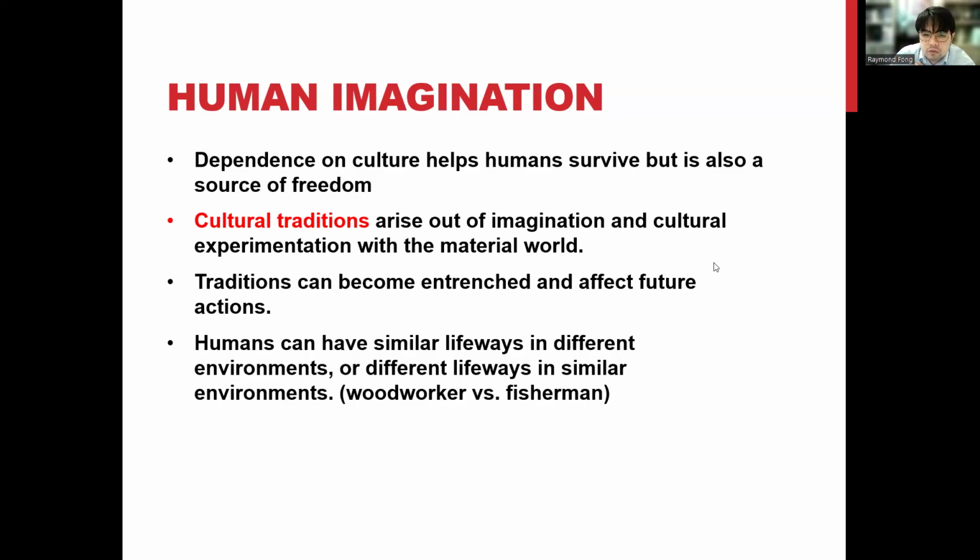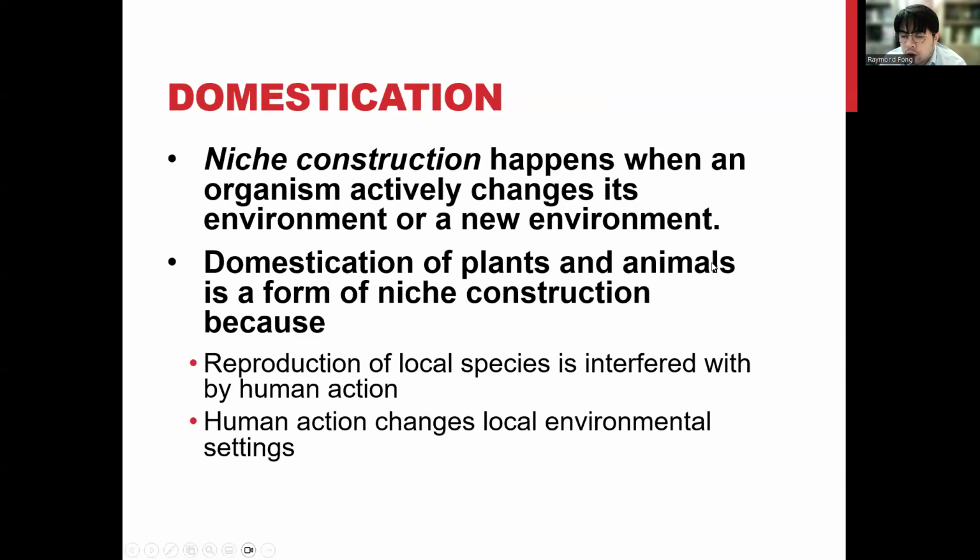So domestication, right? This is probably one of the more important things in this particular part of the lesson. It's when the reproduction of a local species is interfered with by human action. Basically, if we have control or interfere with an animal or plant's reproduction, then that means that animal or plant is domesticated. Okay.